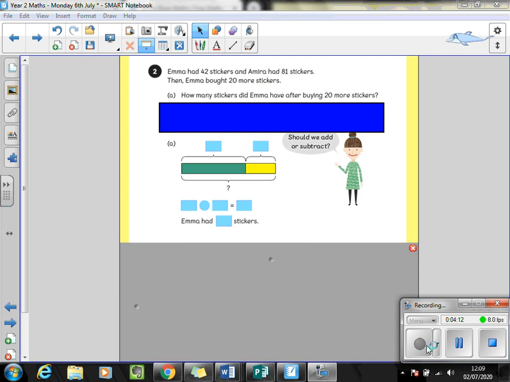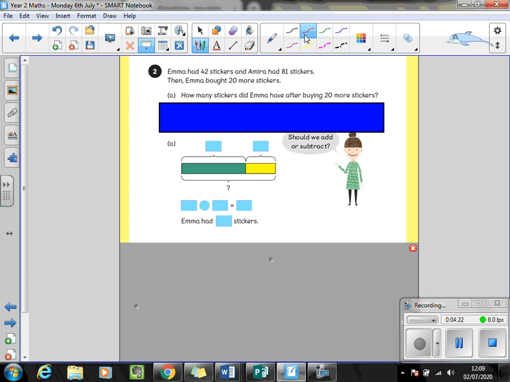Okay, so on the screen you can see a bar model that has been used to illustrate this. And what I'm going to do is talk through the problem to show you how I would have solved it, or we would have modelled how we would solve this in school. So we can see we've got a green part of our bar model and a yellow part of our bar model. And we need to think about, first of all, are we going to add or subtract? So let's remind ourselves of the question. Emma has 42 stickers and Amira has 81 stickers. Then Emma bought 20 more stickers. So that's our information. We're trying to find out the answer to A. How many stickers did Emma have after buying 20 more stickers?